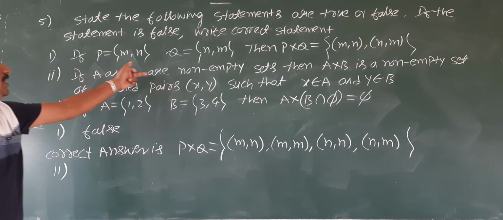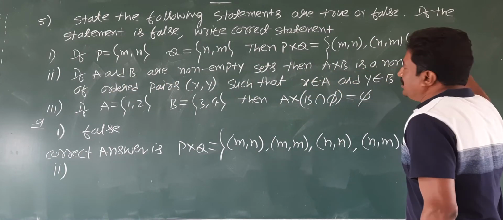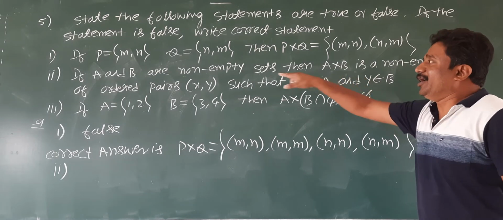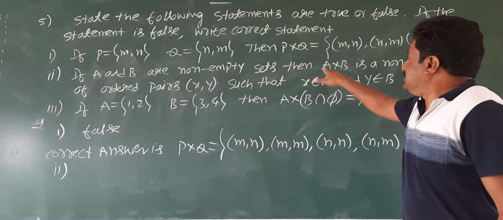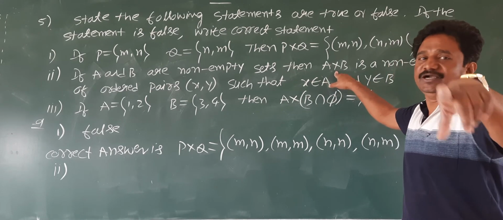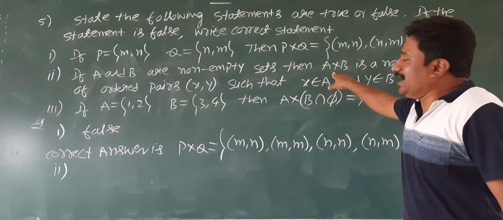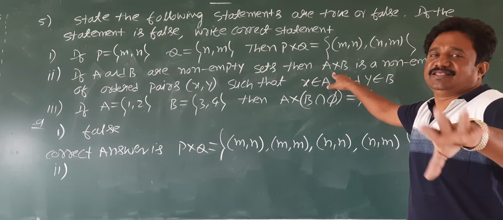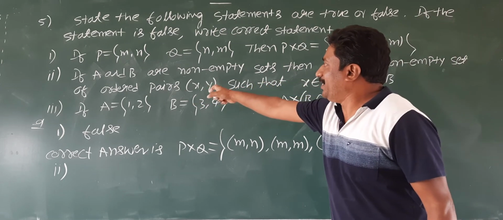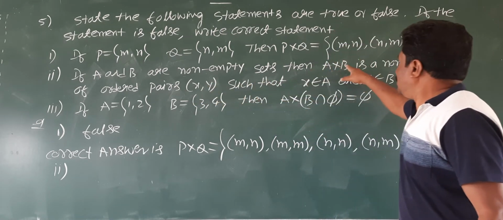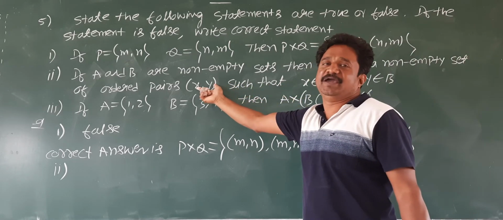If A and B are non-empty sets, A cross B is a non-empty set. Correct? If A and B contain elements, A cross B also contains elements. If A and B have elements, then A cross B is guaranteed to have elements. General knowledge: A cross B is a non-empty set of ordered pairs (x, y). Any cross product always contains ordered pairs.